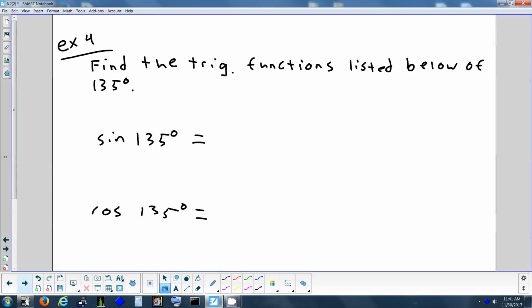Okay, let's look at 135. Are we in quadrant 1 anymore? No. Quadrant 1 ends at 90 degrees. So we're beyond quadrant 1. We're in quadrant 2.